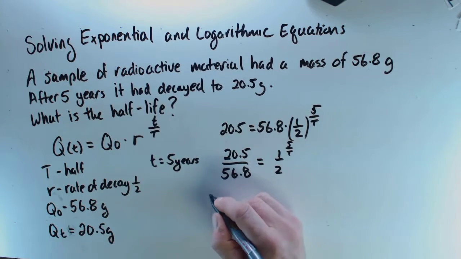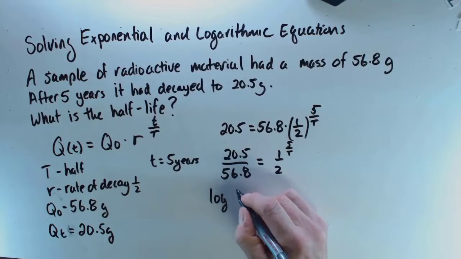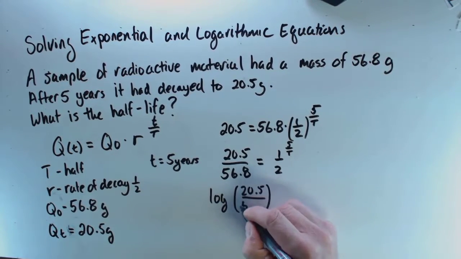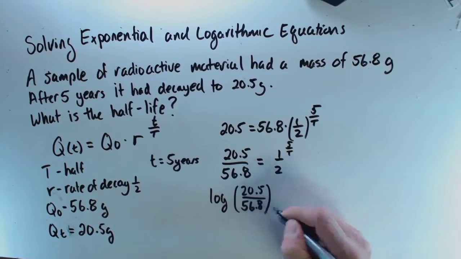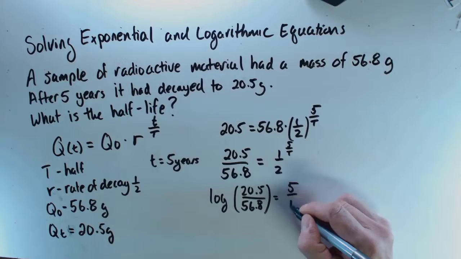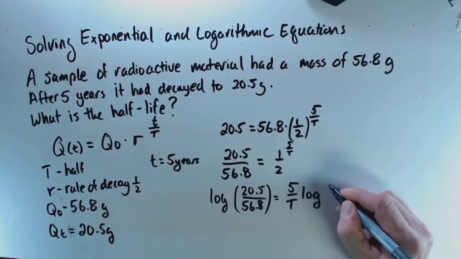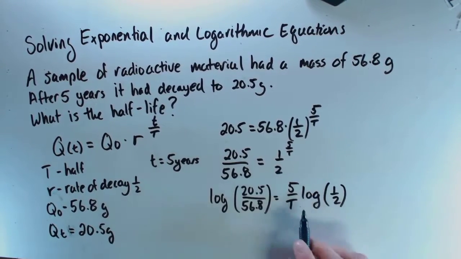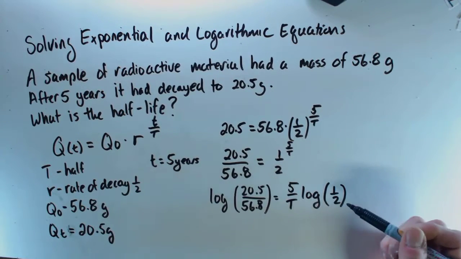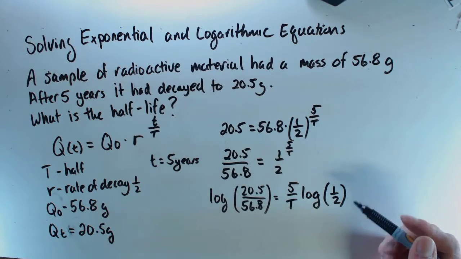Good. Let's take the logs now. So log of 20.5 over 56.8. Once again, I'm avoiding doing these calculations. Is equal to 5 over T log 1/2. Oh my goodness! I went ahead and used the exponent property for logs to isolate this 5 over T all by itself. Okay.